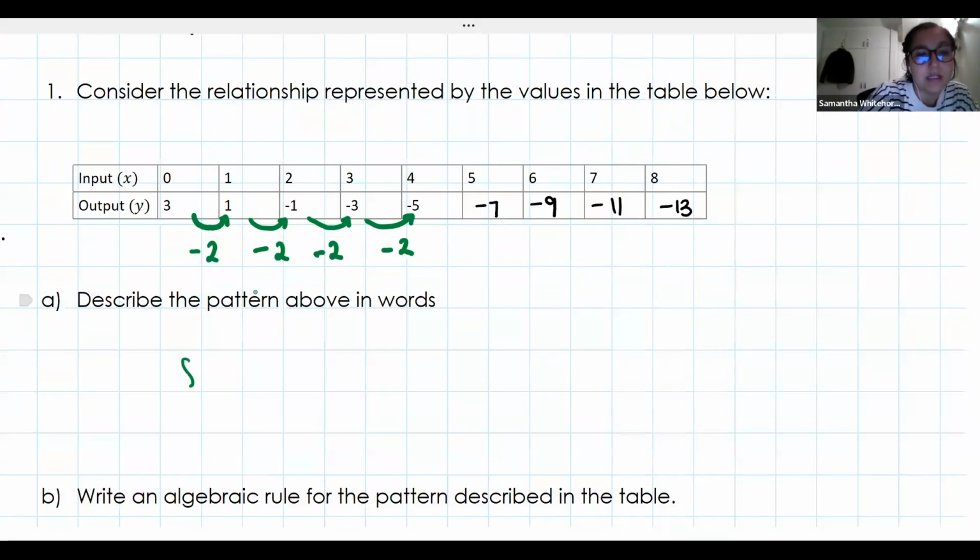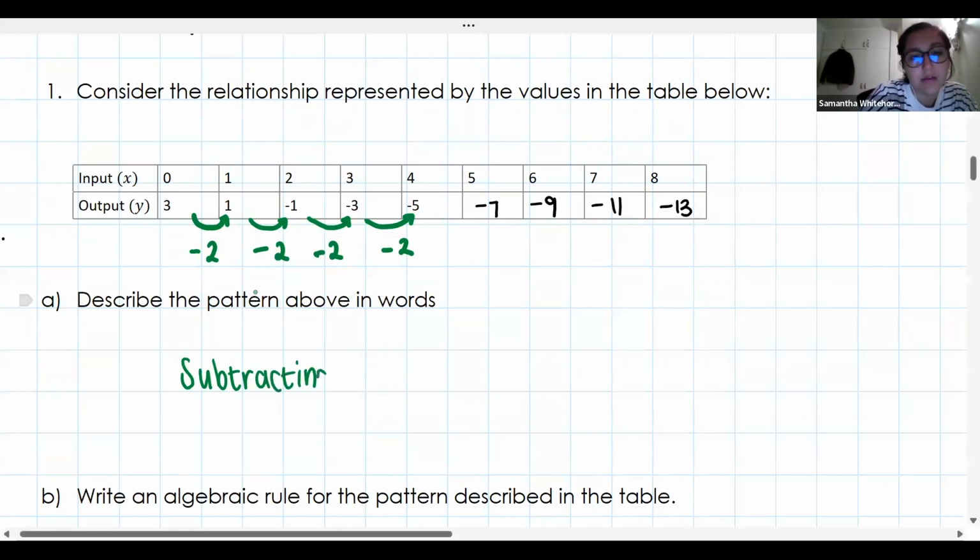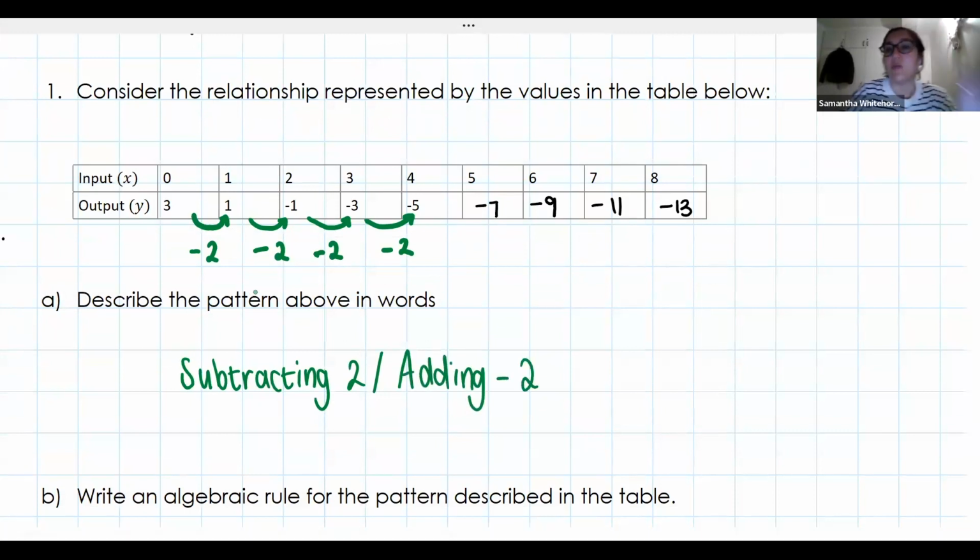So we can see that we are subtracting 2 each time. I know some of you prefer to say adding -2, that's fine, so I'll write both. But either way, we've established what the pattern is, and we can now describe it. And that's all because we didn't rush into our questions. We just took a second, we established what was going on, and then we went from there. Right, so here, we're subtracting 2.